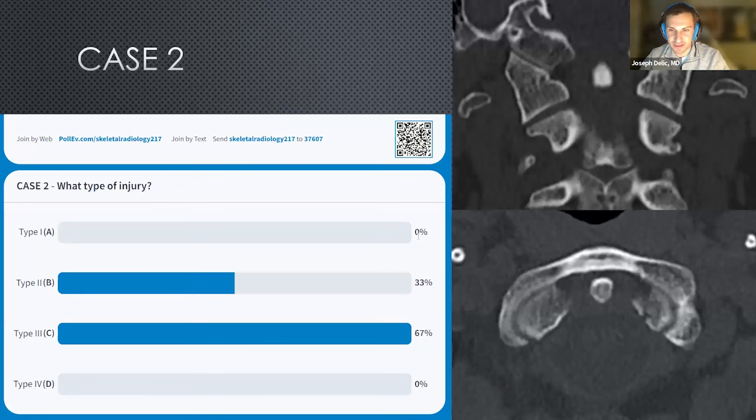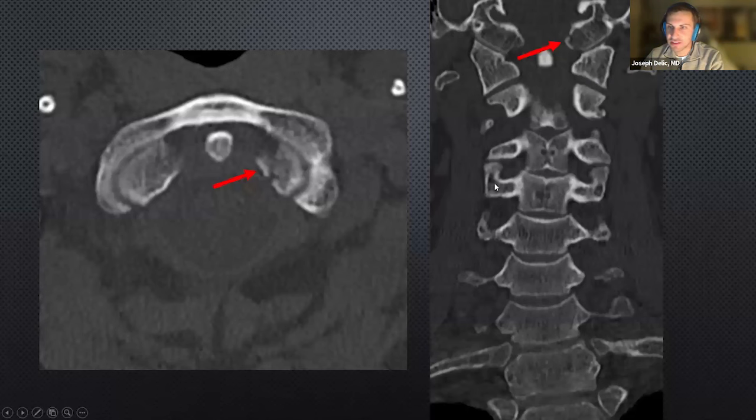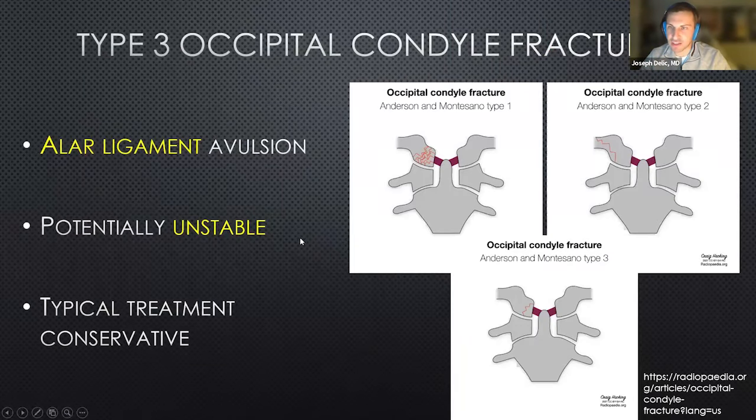All right, thankfully we got some brave people coming through here. Okay, we have a split between a little bit B and C. So what are we seeing on this slide? Well, we see a small ossific fragment here from the medial aspect of that left occipital condyle. All right, and this is a type 3 occipital condyle fracture.